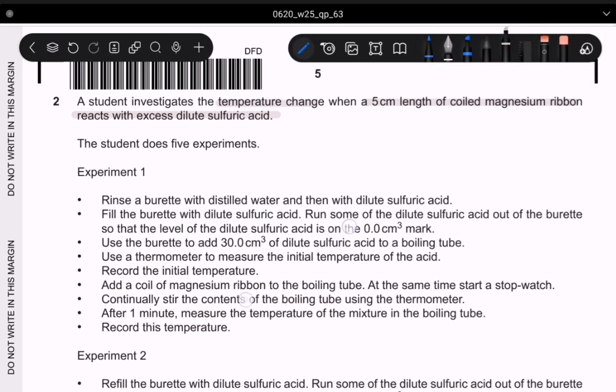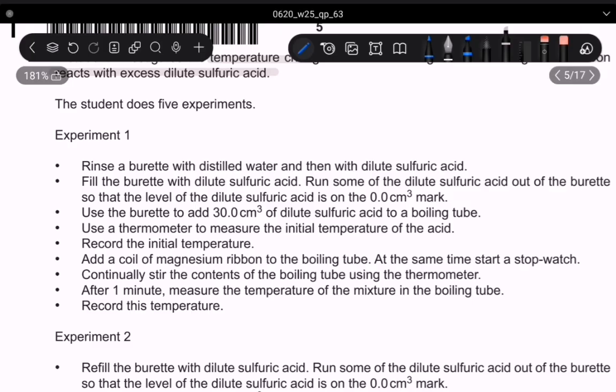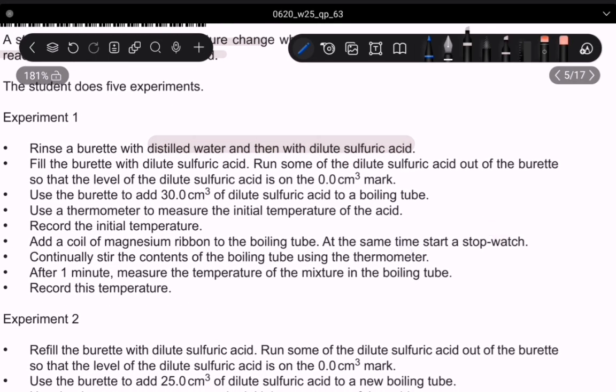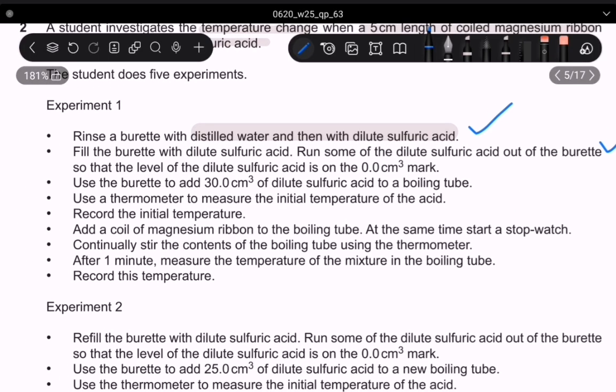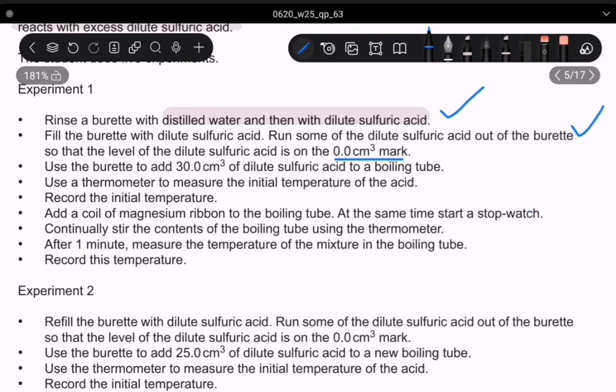Okay, so the student is actually doing 5 experiments. What's happening? In experiment 1, rinse a burette with distilled water and then with dilute sulfuric acid. This is what we're doing. Rinse with distilled water, and then with dilute sulfuric acid. Fill the burette with sulfuric acid, and you need to run some of the dilute sulfuric acid out of the burette, so that the level of the sulfuric acid is on the 0.0 centimeter cube mark. Use the burette to add 30 centimeter cube of dilute sulfuric acid to a boiling tube.